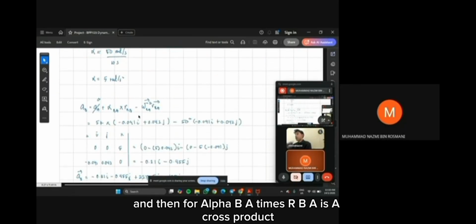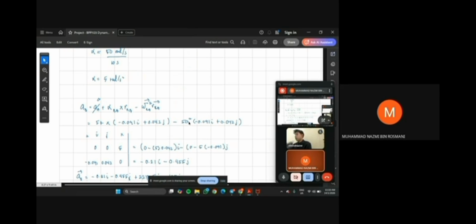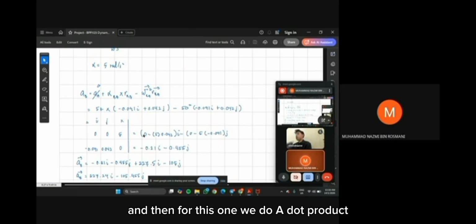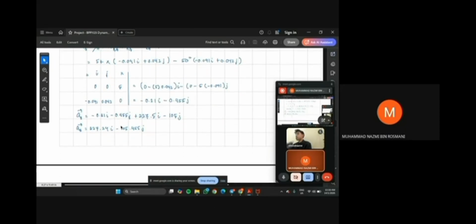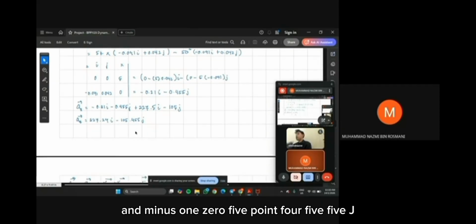And then for alpha BA times RBA is a cross product, and then omega BA RBA is a dot product. So just times this, and then for this one we do a dot product. So we got for acceleration B, 287.24 I and minus 105.455 J.